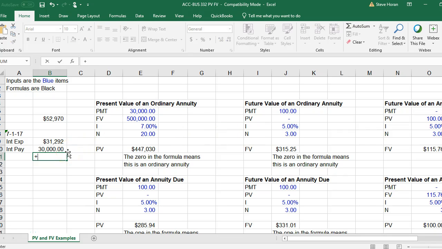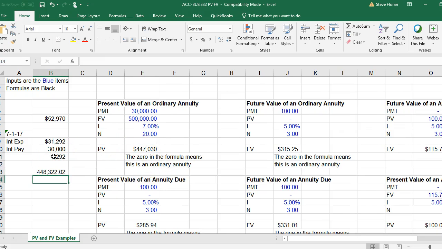And so the difference between the two, 31,292 and 30,000, is 1,292. Again, that would just be in whole dollars. So that is the amortization right there. The difference between interest expense and interest payments is amortization of 1,292. So then in 6 months, the bond is worth the 447,030 plus the discount of 1,292, which is 448,322.